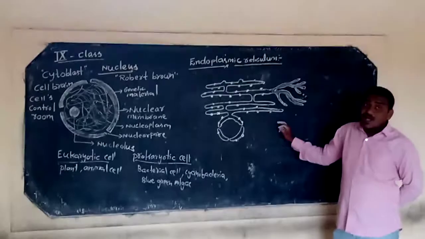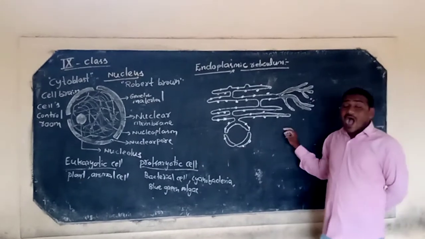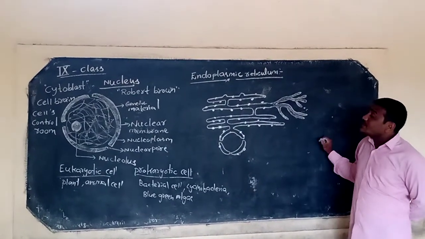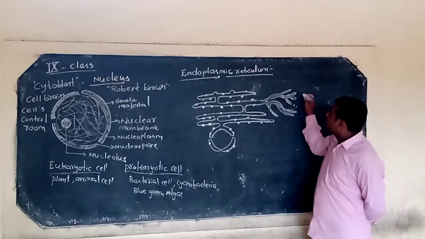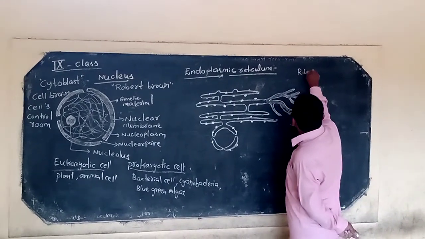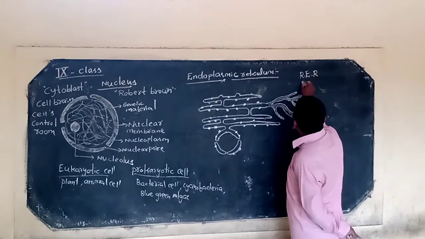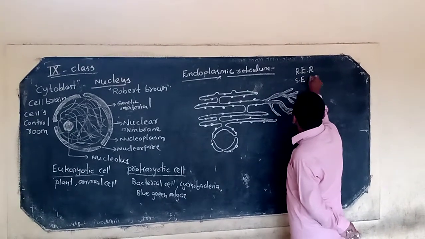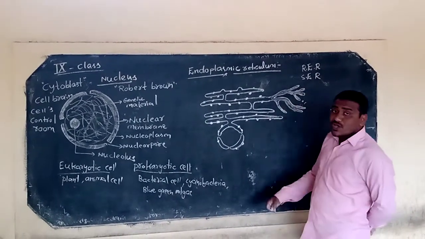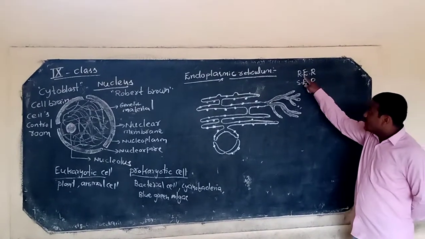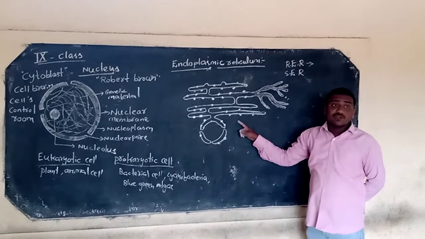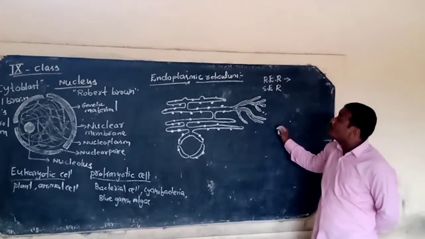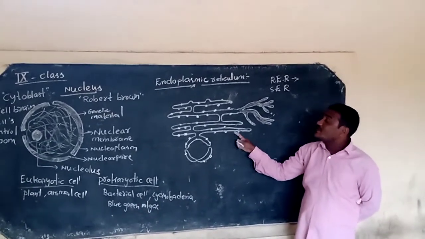Next, the endoplasmic reticulum is classified into two types. One is rough endoplasmic reticulum. Another one is smooth endoplasmic reticulum. What is rough endoplasmic reticulum? The type of endoplasmic reticulum in which the ribosomes are attached on the surface.